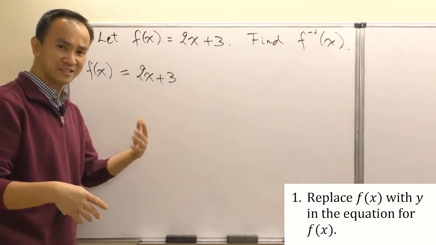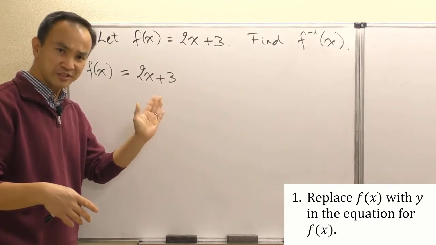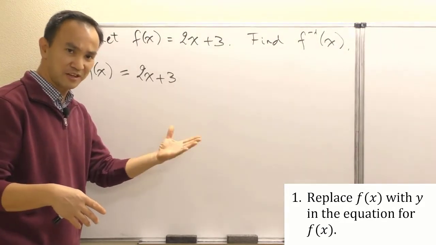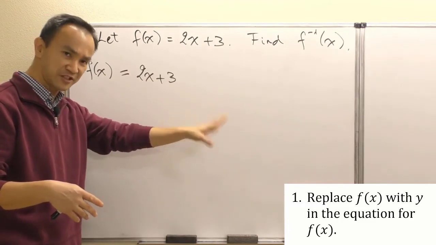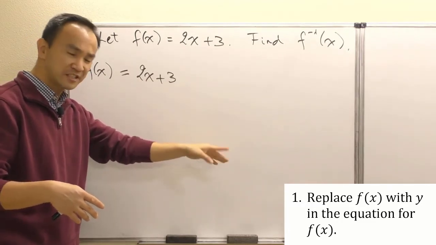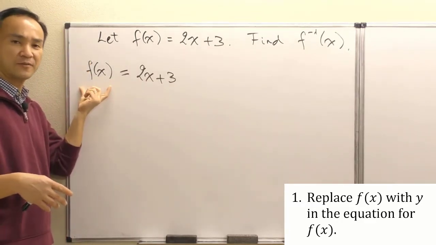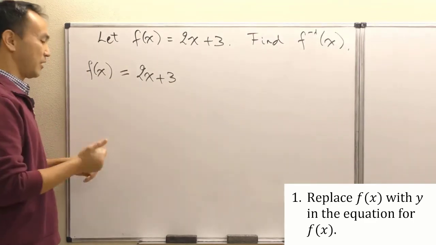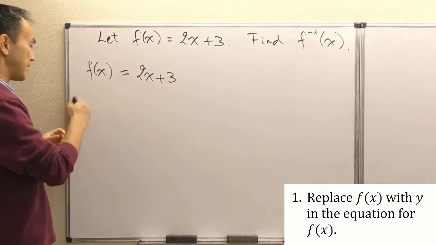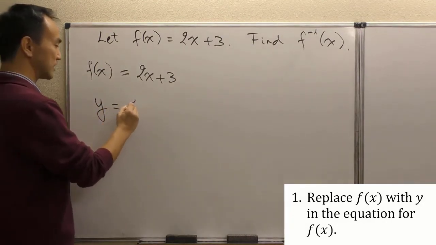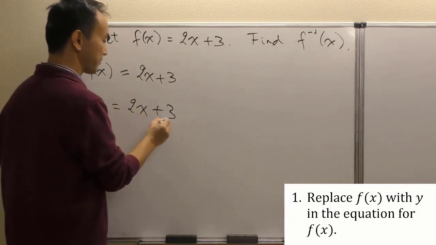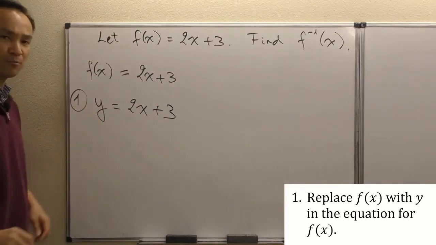So here, I just decided to stay with the traditional variable names, x for the input and y for the output. That's why the guideline in step 1 says we're going to replace the f of x notation, or the f of x symbol, with the y variable. All right, so this is my first step right here. Step 1, I'm going to rewrite my equation as y equals 2x plus 3. That's it for step 1.